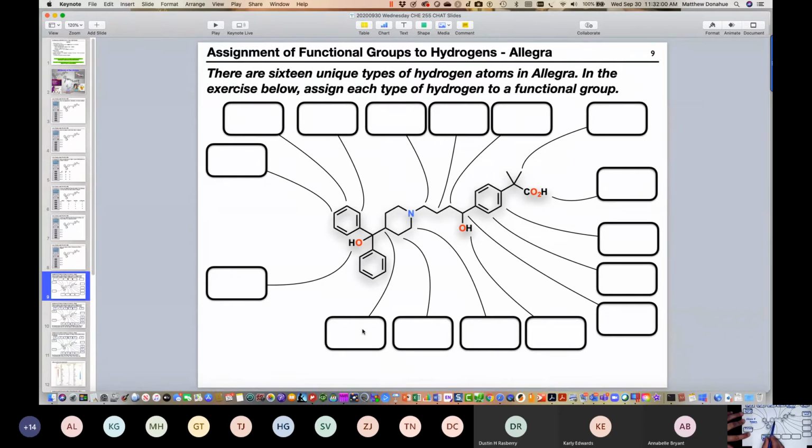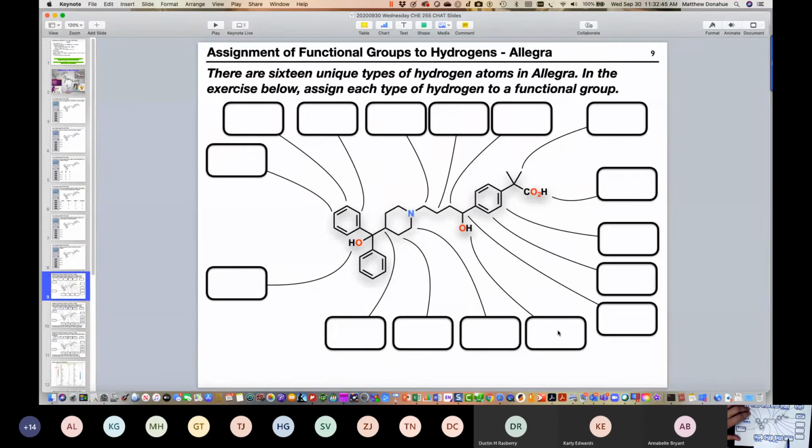So this and this are the same. We've seen those already. Alkane, alkane, CSP3H. And those are both methylene. So what about this one now? So yeah, that's a secondary alcohol.